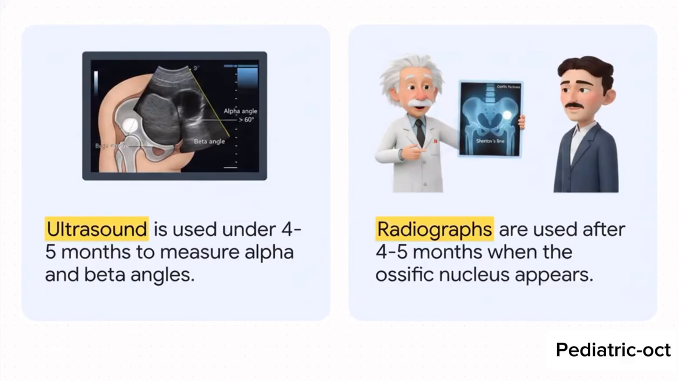Because the infant hip is primarily cartilage, which is radiolucent, it just doesn't show up on an x-ray. So for infants under 4 to 5 months, ultrasound is our gold standard. We measure the alpha angle, representing the hard, bony roof, which should be greater than 60 degrees, and the beta angle. However, once the child hits that 4 to 5 month mark, the ossific nucleus of the femoral head finally appears. At that point, we transition entirely to standard radiographs.